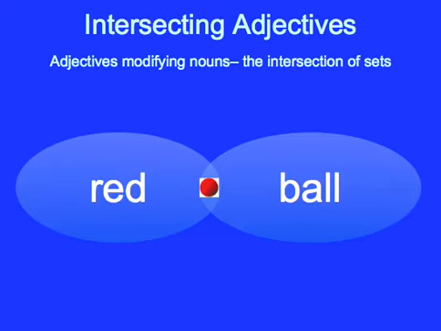Okay, so now let's look at intersecting adjectives. These are adjectives modifying nouns, and we're looking at the intersection of the sets. If we say a red ball, we have two sets. We have things which are red, and we have things which are balls, and when they intersect, we have a particular thing called a red ball.